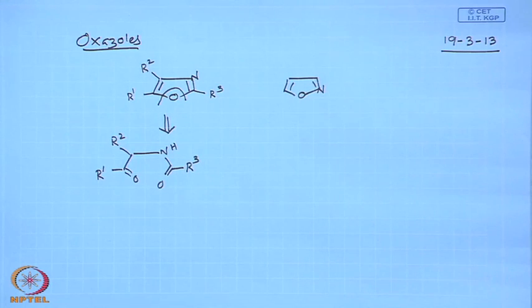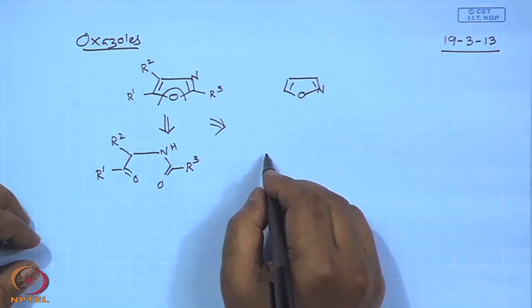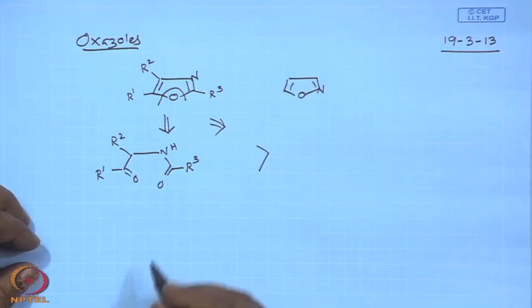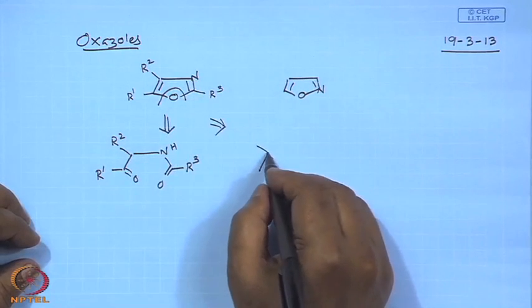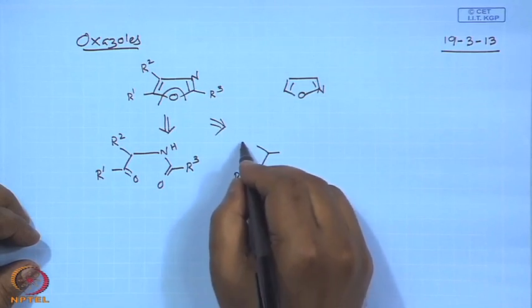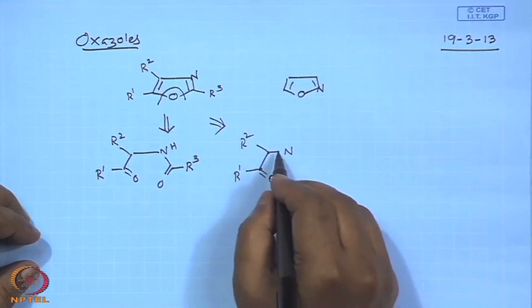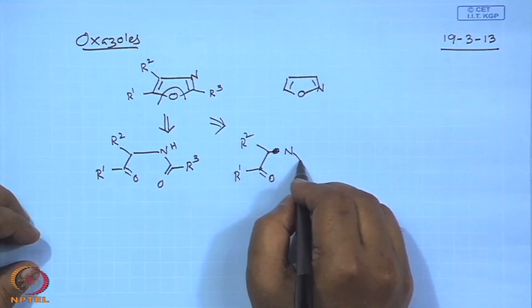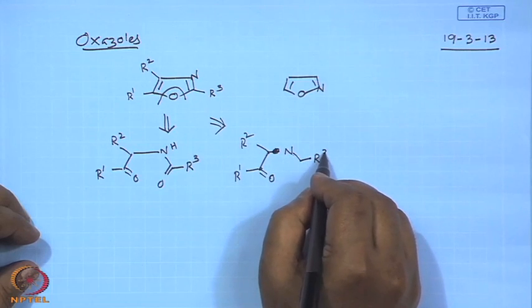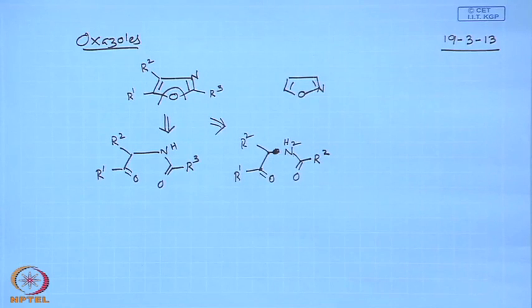Now, this is one of the other possible ways. You can start from here: 2, 3. That means you can think about something like this, R1, R2, and a third atom could be 1, 2, 3. So it could be something like this, an H2 or here, something like this. One of these could be it.